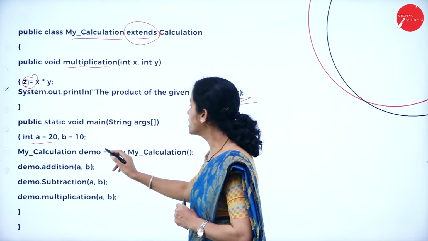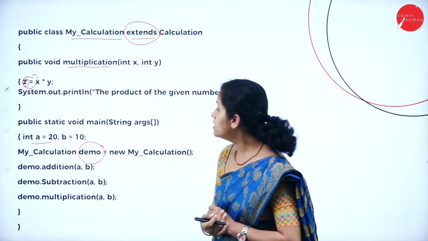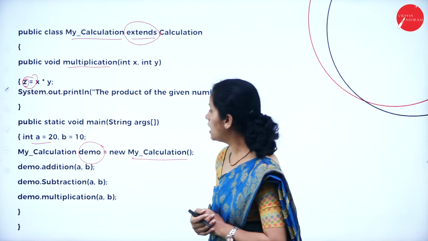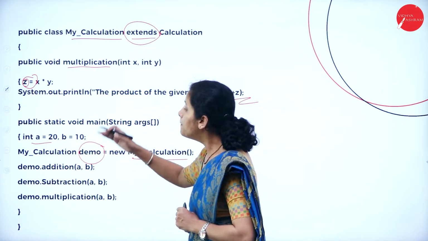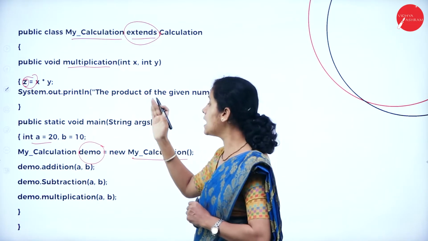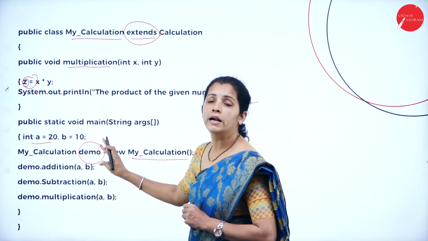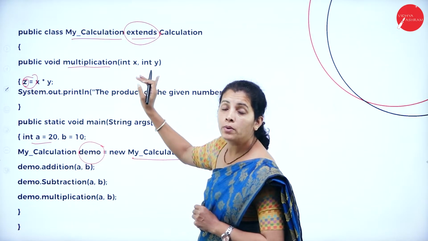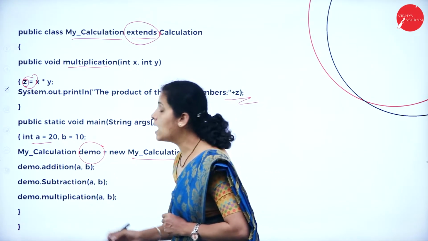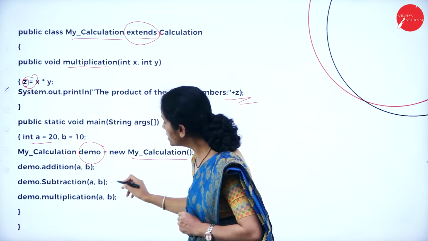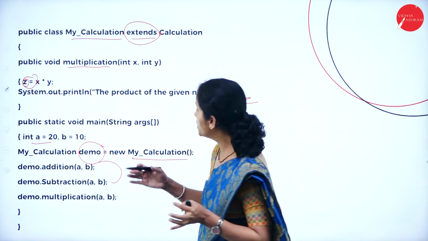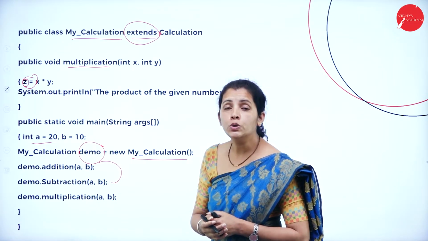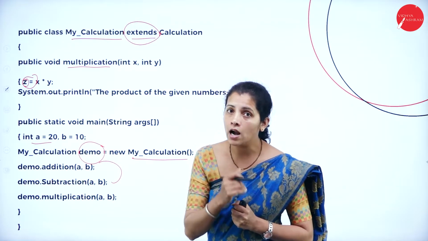And I'm going to create an object. So here, what kind of object? It is of type my calculation, and I'm going to call the methods which are present in my superclass as well as subclass with the help of demo. So here I'm going to acquire all the properties of the subclass. For that reason, I'm going to call the method which is present in the superclass with the help of the subclass object. This is the way I can use the inheritance concept in a Java program.